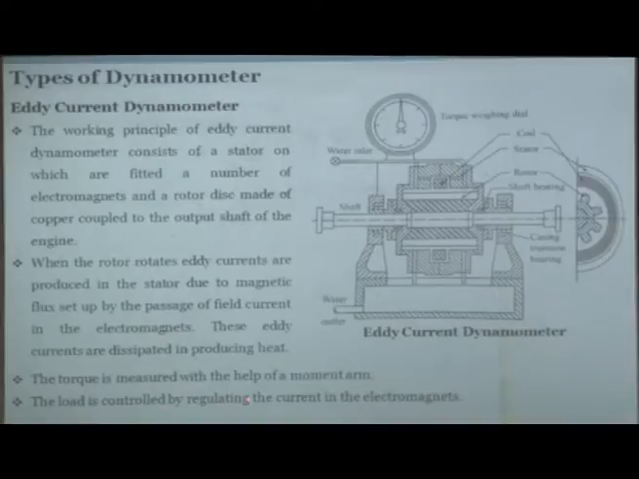The load is controlled by regulating the current in the electromagnet. Suppose the engine is generating more power and you need to absorb more power. So what you do is you supply extra current. When you supply extra current, more magnetic force is generated, more eddies are generated, and more eddies will dissipate more energy. So whatever power is being generated by the engine will now be dissipated as heat. So if you have to absorb more power, you increase the current in the coil. If you have to absorb less power, you reduce the current. Okay?